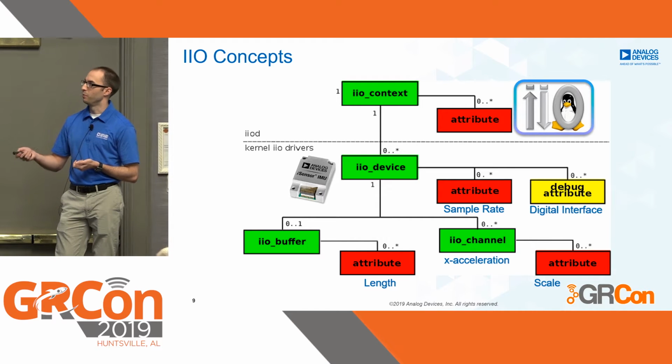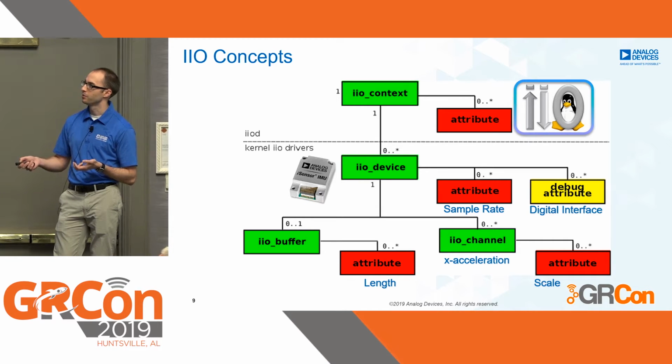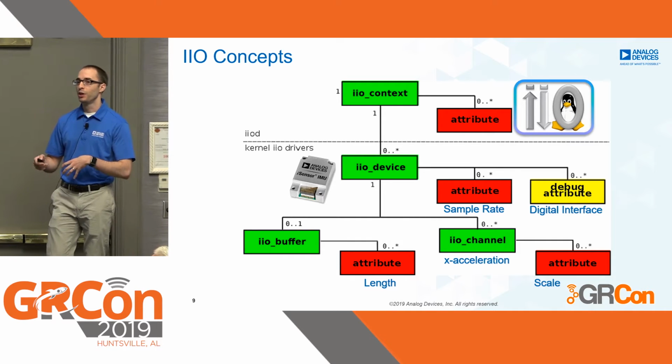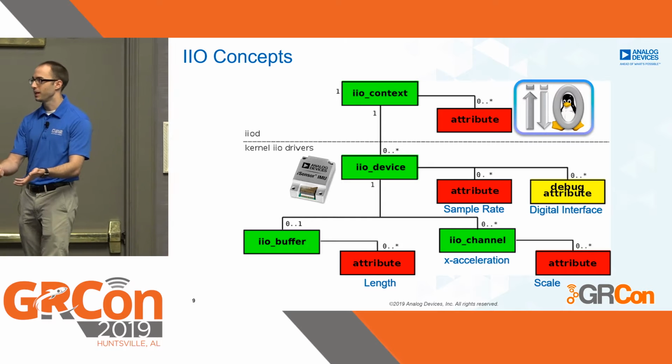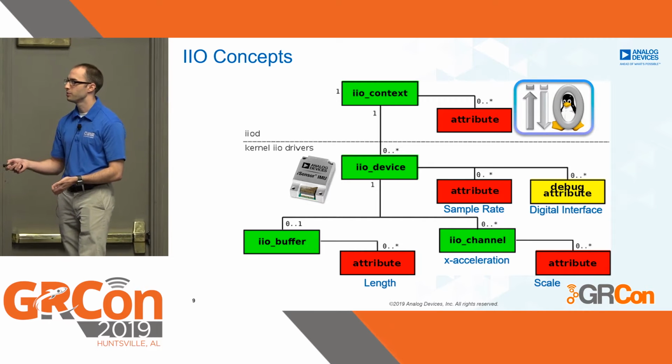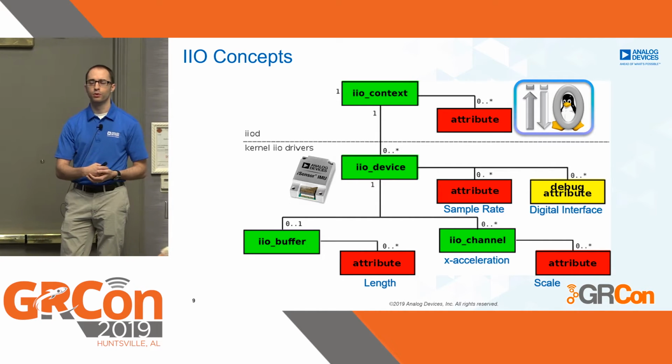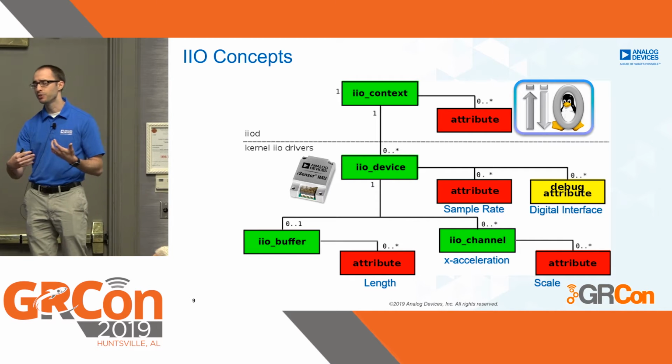Here we just have an example of what an IMU might show up as, with attributes that are associated with it. The device itself will have attributes like sample rate, or more complicated attributes that you might not want to play with at all times, called debug attributes. They're not really for runtime or common uses.